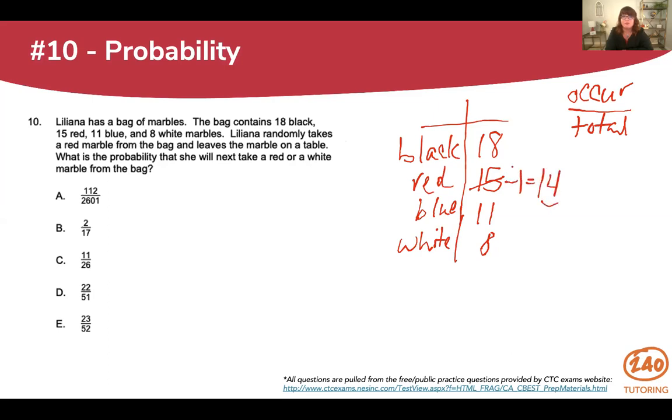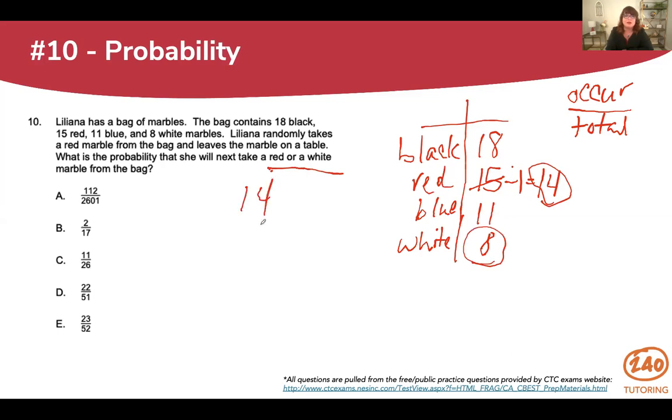So we now have 14 red marbles in the bag. All right. And then it says, what is the probability that she will draw a red or a white? So now we know how many marbles are in the bag: 18 black, 14 red, 11 blue, 8 white. And it said red or white, so we're going to take those two and add them together.